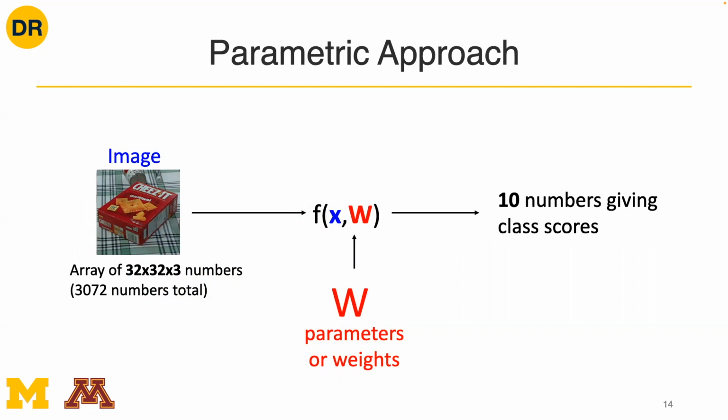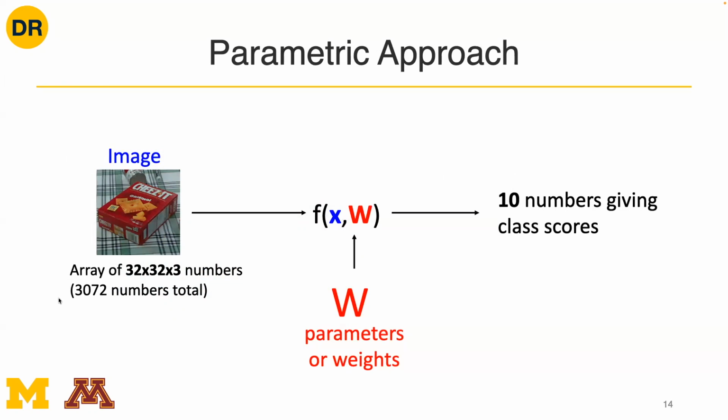So the approach that linear models are going to be based on is what we call a parametric approach. So the goal of the parametric approach is going to be to take in some image and to define our classifier as a function. So here on the slide, the function in the center of the screen, this function f, it takes in the image x.